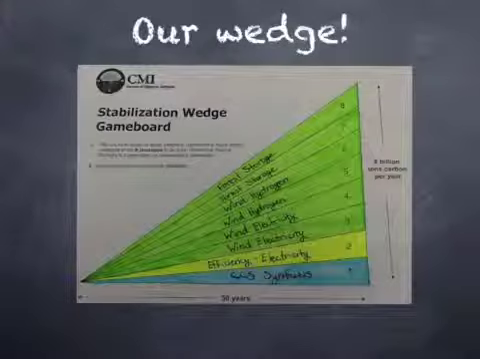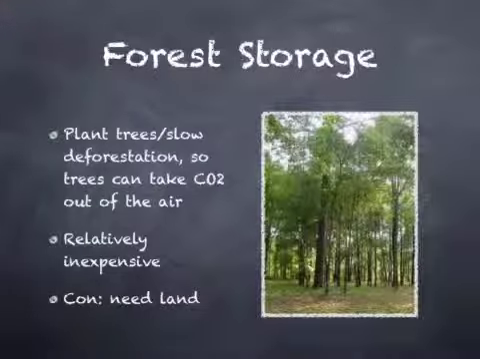Our wedge. Forest for storage. We would plant trees and slow down deforestation so that the trees can take carbon dioxide out of the air via photosynthesis. We chose forest storage because it is relatively inexpensive and it is a green solution, but it does require a large amount of land.